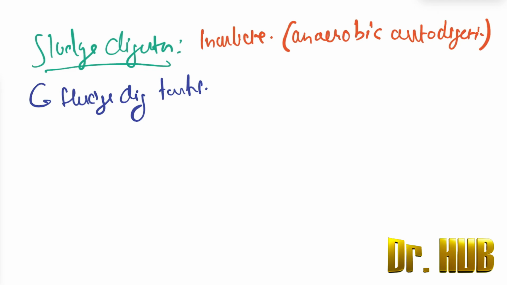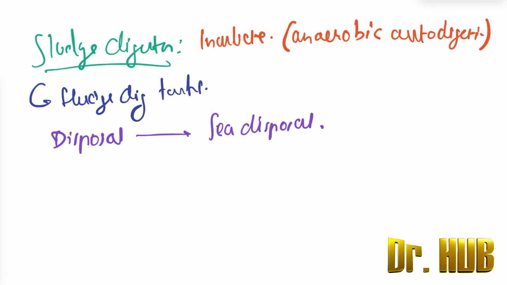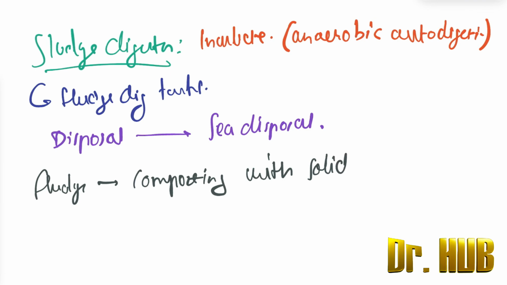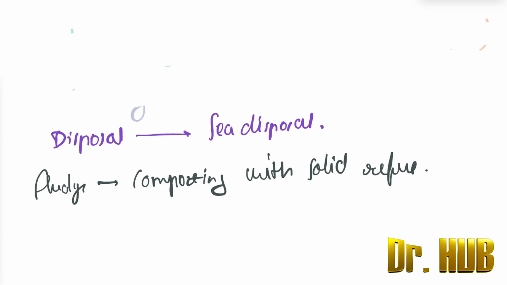Then the disposal of the sludge is done by sea disposal, and the sludge can also be disposed of by composting with solid refuse.